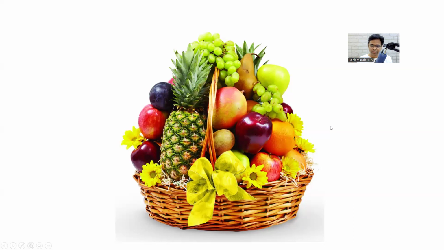Let us say I give you this fruit basket and I ask you to pick an orange from it. Tell me, what will you look for? Will you look for an apple? No. Will you look for a pineapple? No. Some other fruit? No. You will look for an orange, right? Because I told you to take an orange out of the basket, and you know what an orange looks like.